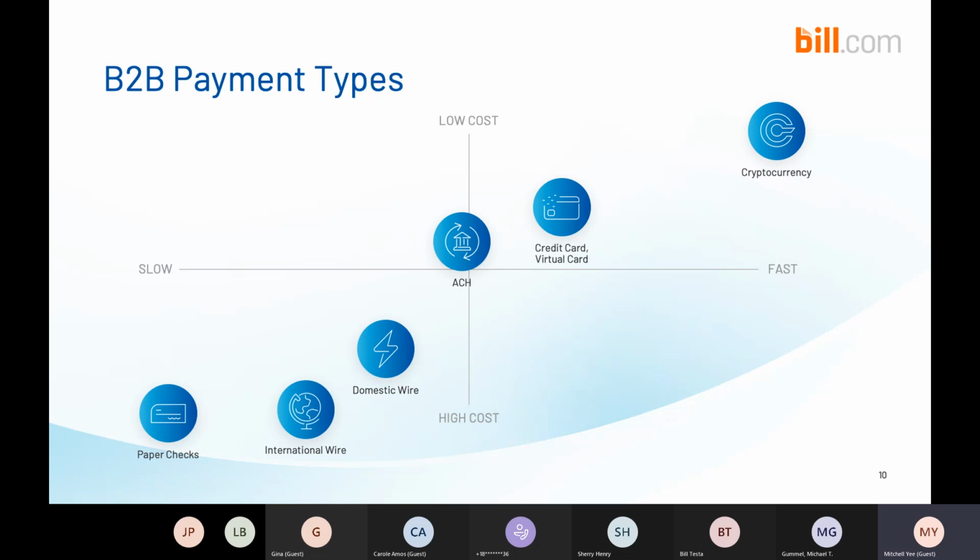The next lowest cost payment types are ACH and credit cards. These types of digital payments are very achievable for small and medium businesses to take that leap to. Get away from the paper checks, which are your lowest, and really move to that middle ground where they're low cost, fast delivery, and it makes it easy to make those payments.